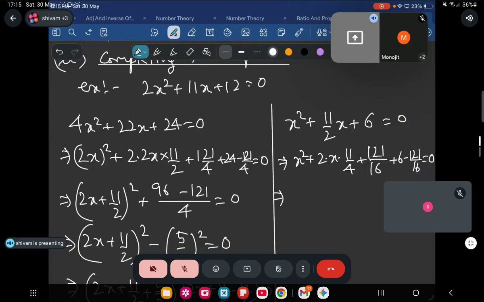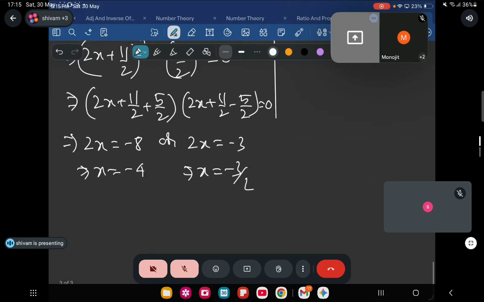What do we get, everyone? The first 3 terms will become x plus 11 by 4 whole square. Then minus 16 into 6 is 96, so 96 minus 121 gives minus 25 by 16 equal to 0. That is minus 5 by 4 whole square. The rest after this you can solve. You get the same roots.